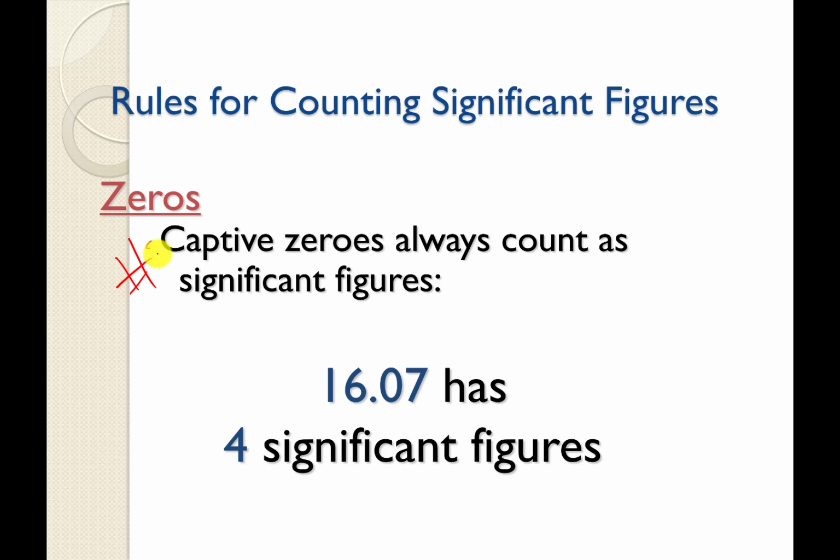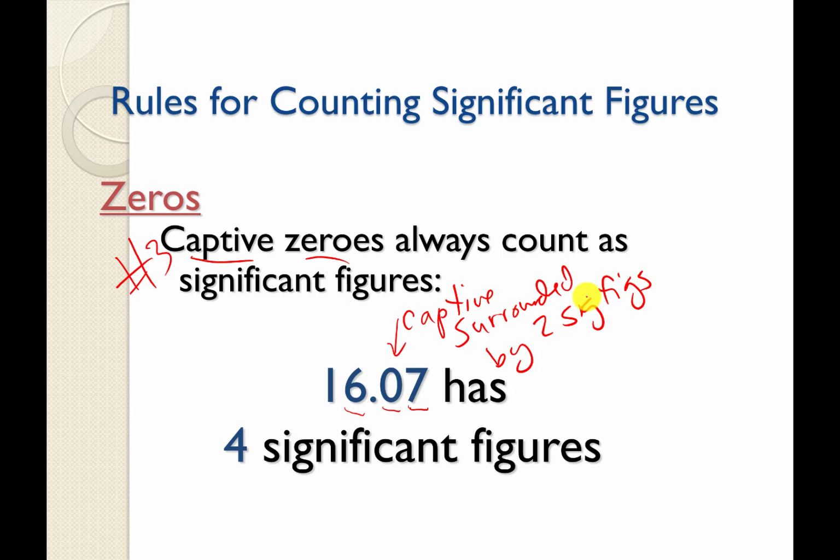Number 3, captive zeros. So captive zeros always count as significant figures. All right, so where is our captive zero? This is kind of like a video game, you know, we're trying to rescue the captive princess maybe. And there is a captive zero here because you have a non-zero digit followed by a 0 followed by a non-zero digit. This 0 is captive because it is surrounded by 2 sig figs. And so if it is a captive 0, then it counts as a significant figure. So this has 1, 2, 3, 4 significant figures.